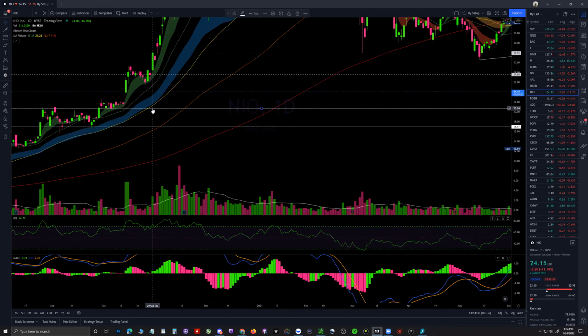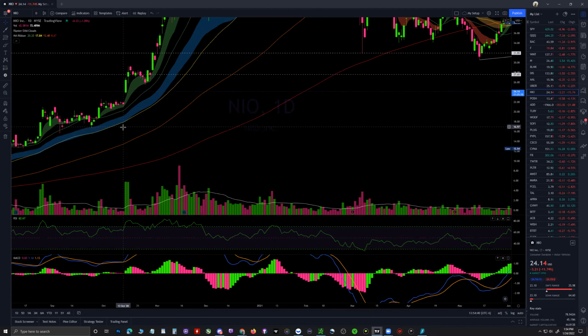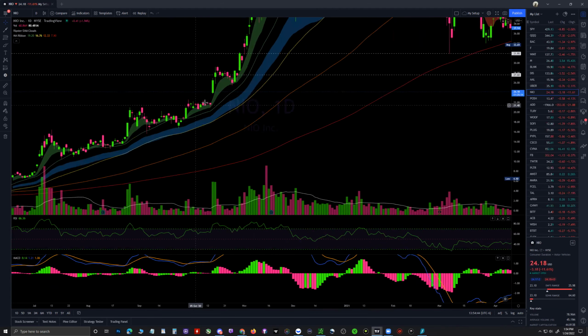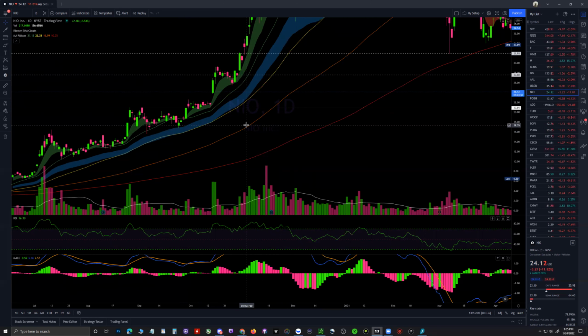Let's get rid of this. Get rid of this. So this is resistance here. This is all resistance. I guess you could consider this a support here because it kind of bounced off the bottom of this here. So we could call that a support. So let's make a horizontal line there. Got another one here.